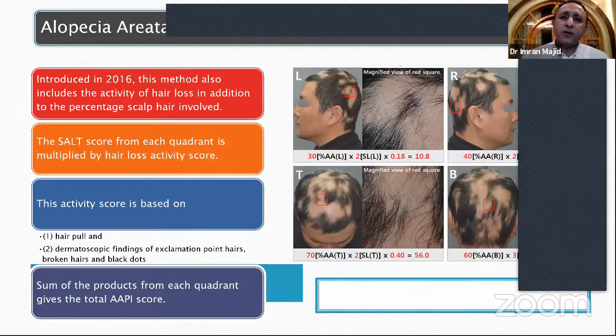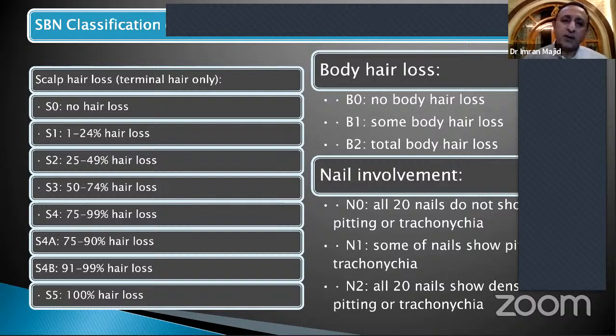Then there is the SBN classification of alopecia areata, and this was something that was there in the table. S0 means no hair loss, S1 means 1 to 24% hair loss, S2 is once you have 25 to 49% hair loss of the scalp, S3 is 50 to 74%, S4 is 75 to 99%. S4 is further divided into S4A, 75 to 90%, and S4B, 91 to 99%. S5 is 100% hair loss, or alopecia totalis.